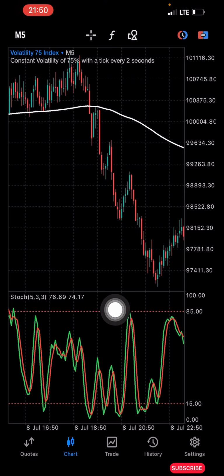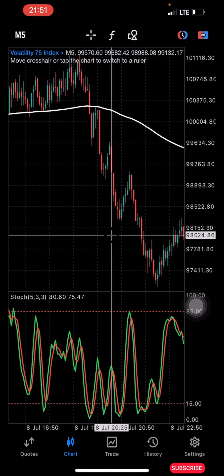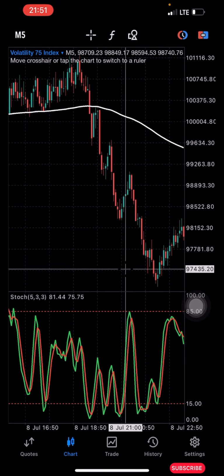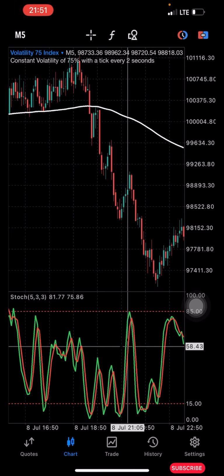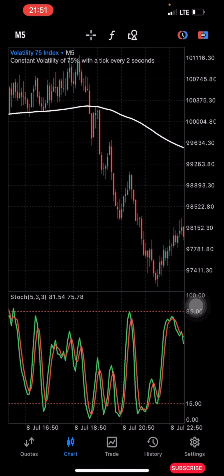You want to see either the green or the red touching the 85 level line here, this red line here, and then you look for your sell opportunity. As you can see in this area, the green line is touching the overbought level here, right? So it means that the condition has been met.